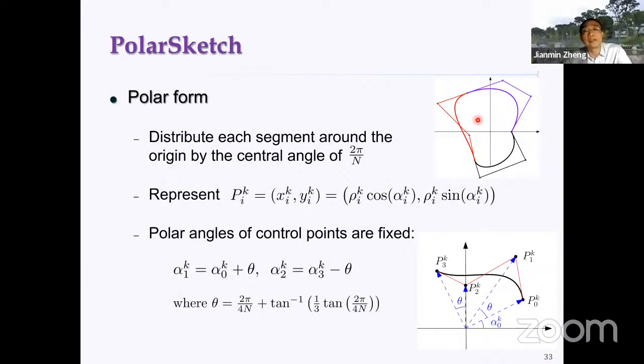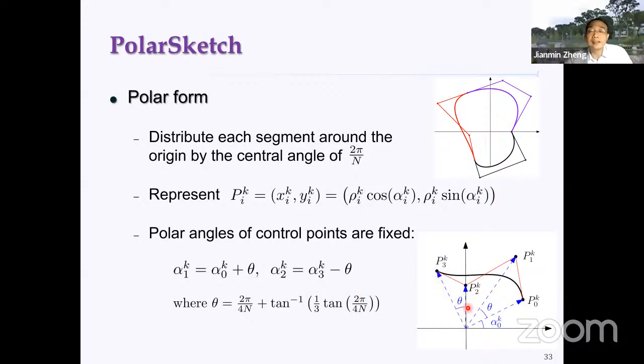Then we distribute each segment evenly around the origin to form a closed shape. In that case, each segment has a central angle of 2 pi over capital N. For each Bezier curve, we represent the control points by polar coordinates rather than Cartesian coordinates. So we have rho as the radial coordinate and alpha i as the polar angle. Furthermore, we define the polar angle in a special way for one segment. For example, you have 4 control points. If the first point has polar angle alpha 0, then the second control point's polar angle is alpha 0 plus theta. Similarly, the last point's polar angle is fixed because we already know the central angle for this segment. Then for P2, the polar angle is alpha 3 minus theta.